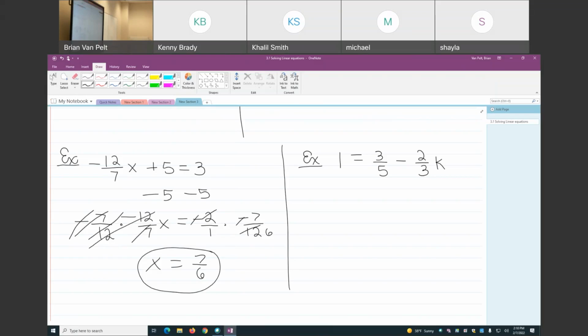Anybody want to volunteer? Nope, it's a fraction. The answer is a fraction. Well, let's step through it. Tell me what you did first, just anybody. What are you trying to do first? What did you do to get rid of it?